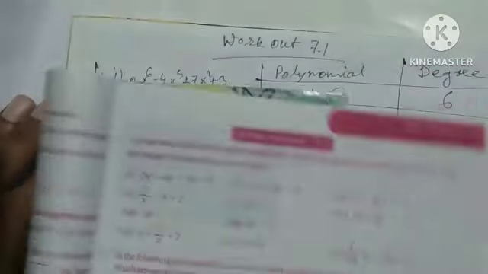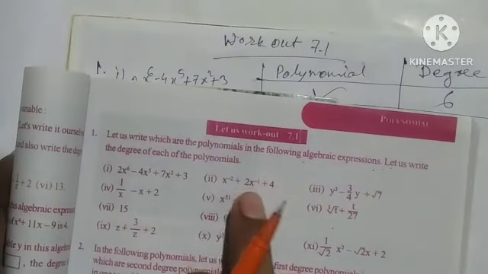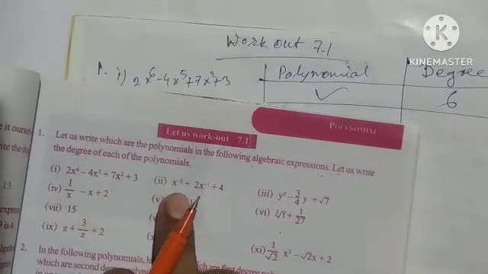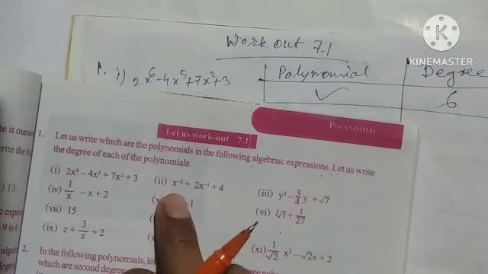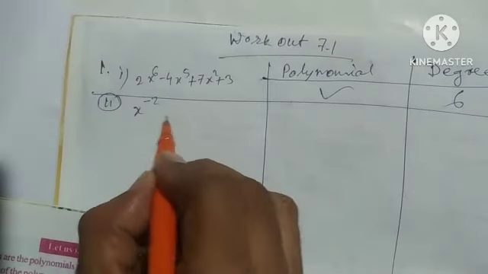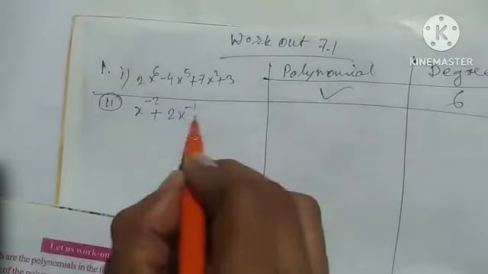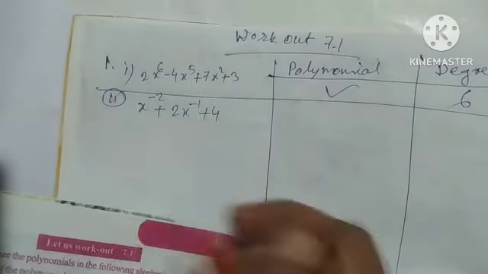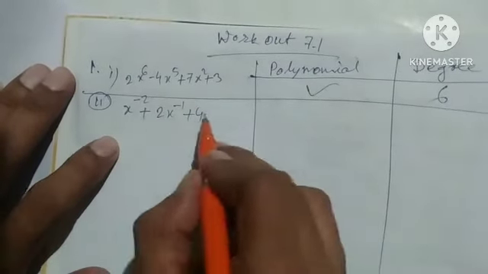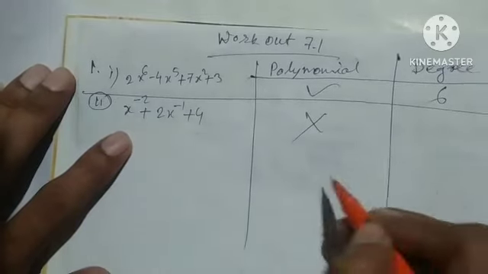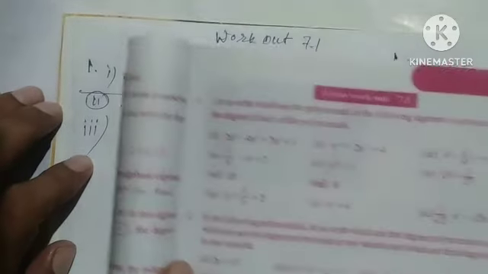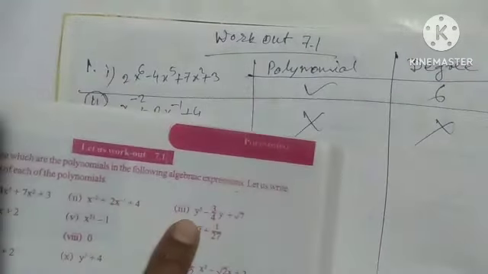Number 2, x to the minus 2 plus 2x to the minus 1 plus 4. So you can easily see that the powers of the variable, x to the minus 2 plus 2x to the minus 1 plus 4. Here minus 2 and minus 1. So minus 2 and minus 1 are not whole numbers, therefore this is not a polynomial and you can't find the degree of this polynomial. Okay, now let's move on to the next one.